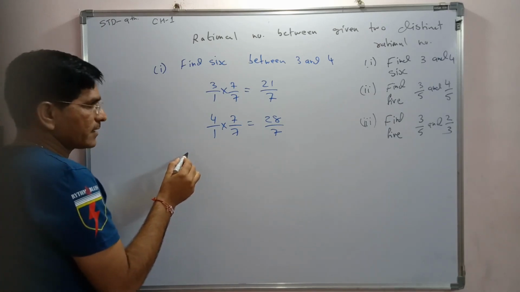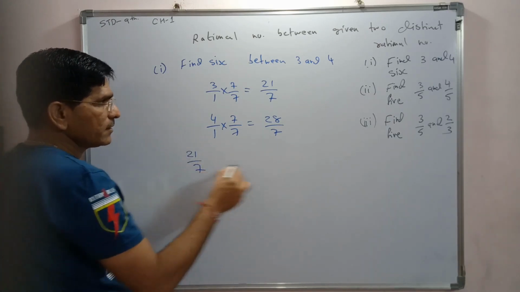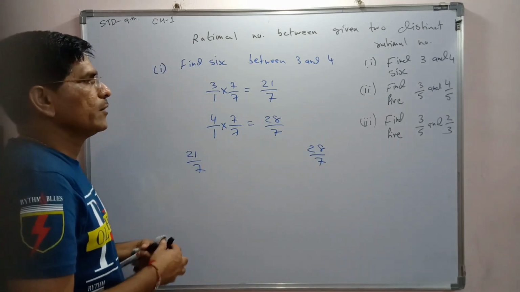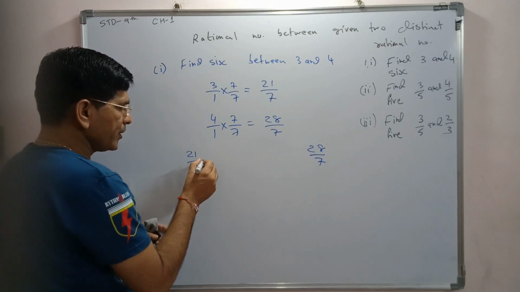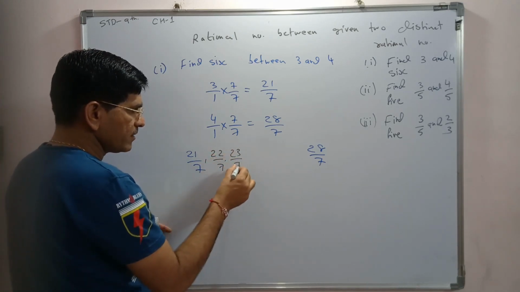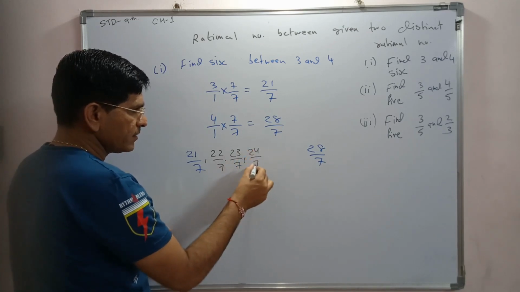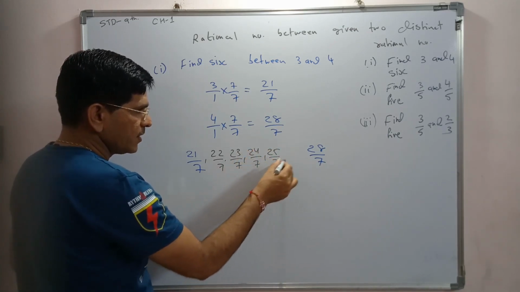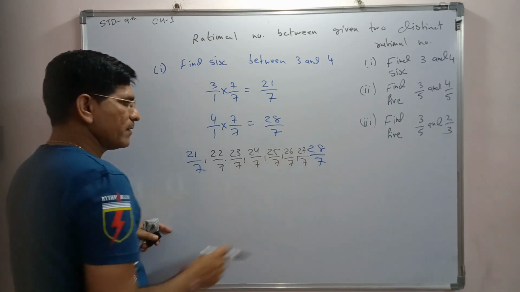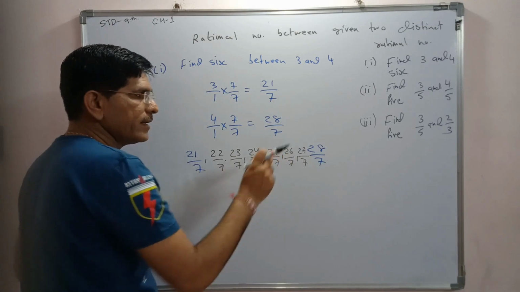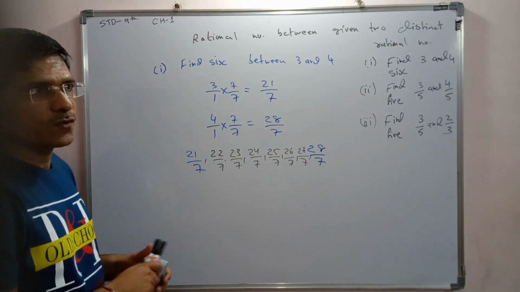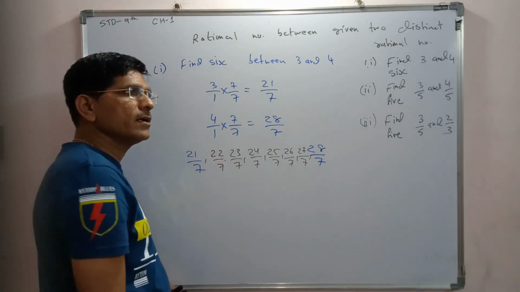Let me check whether that is correct or not. So 21 by 7 and 28 by 7, between them we write 22 by 7, 23 by 7, 24 by 7, 25 by 7, 26 by 7 and 27 by 7. 1, 2, 3, 4, 5 and 6 numbers. So that is the shortest and easiest way, which is not given in our textbook.